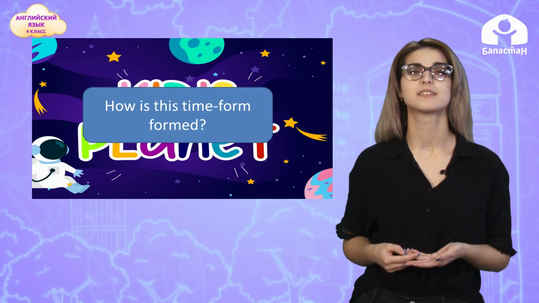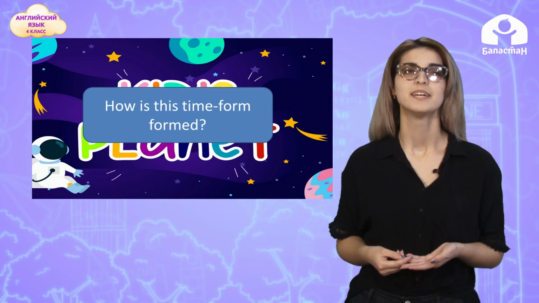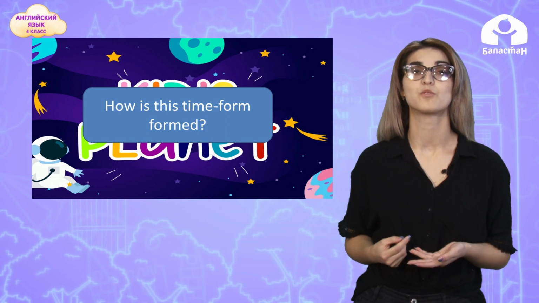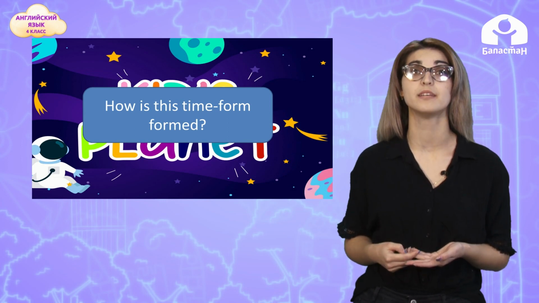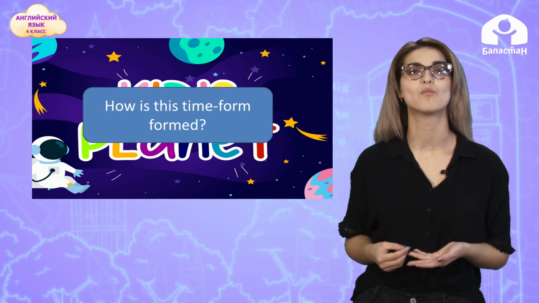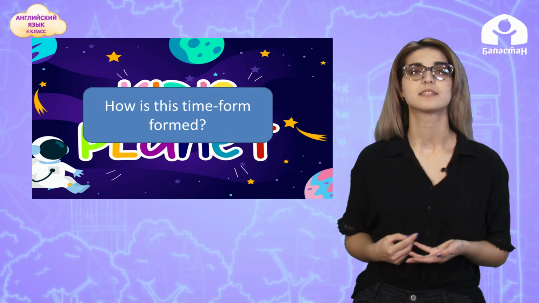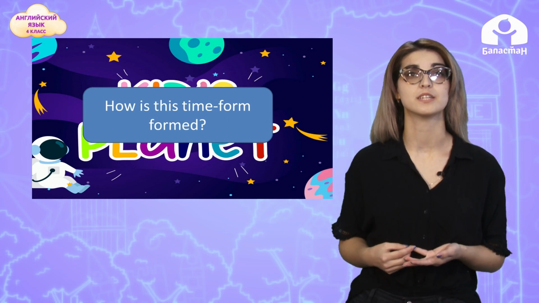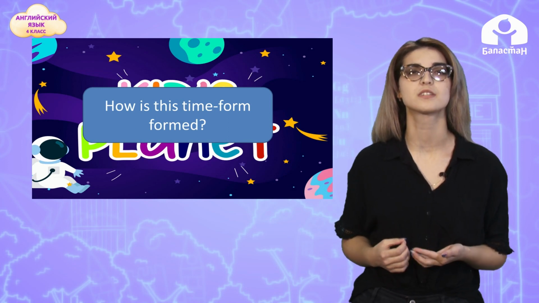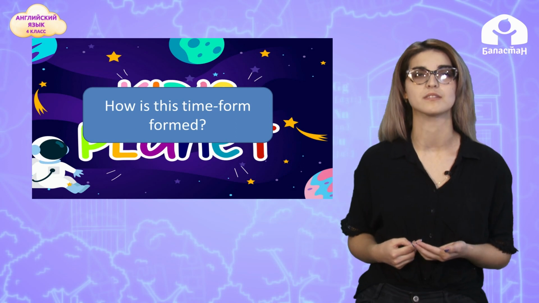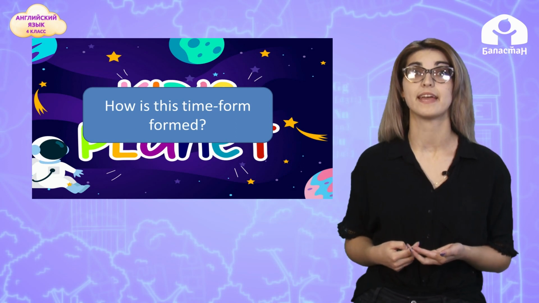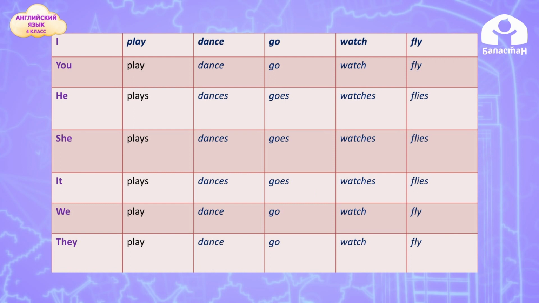How is the tense formed? The affirmative form is formed with the help of the main verb for subjects of all persons and numbers. The verb in its initial form is taken, but for subjects of third person singular, the ending s is added to the verb. Look at our table.